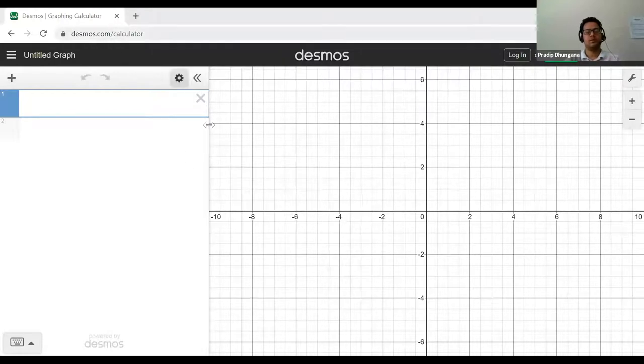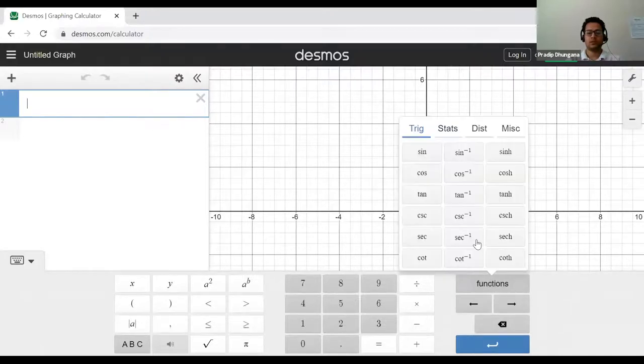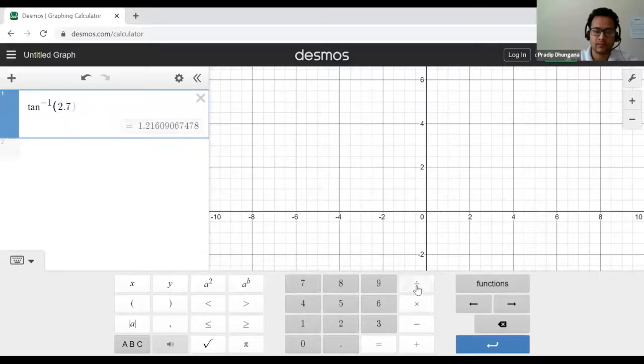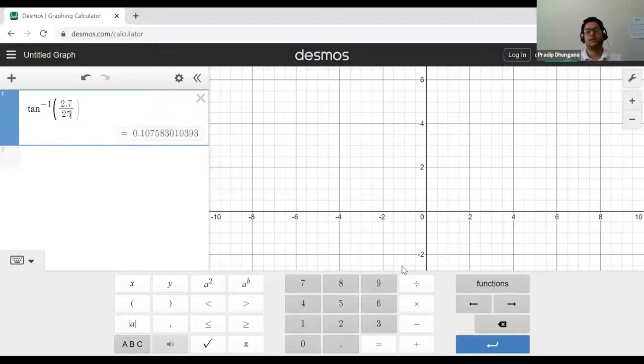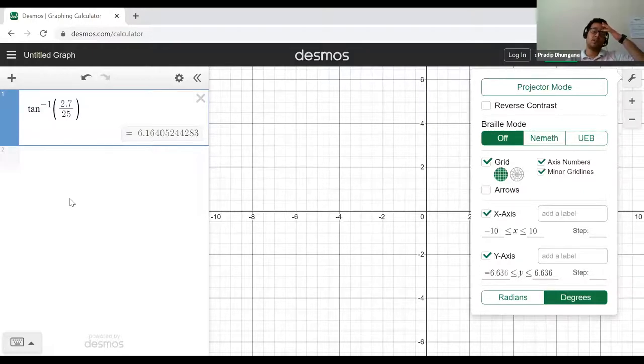So as a first step, you have to go to that website that I've shared in your chat. You have to calculate tan inverse 2.7 over 25. So whenever you open your Desmos calculator, it looks like that. Go to that keypad. After that, go to the functions, and you can see here tan inverse is here. Trigonometry, tan inverse. And it was 2.7 divided by 25. And then by default, all of your angles will be in radians. So we have to change that to degrees in our settings. You go to the settings, graph settings, go all the way down, and you see degree, click on that. So the angle is 6.16, that is nearly equal to 6.2 degrees.